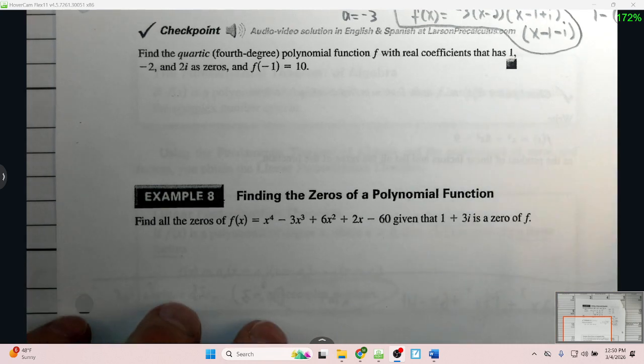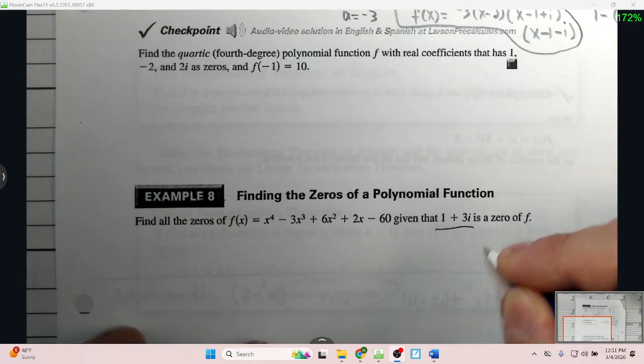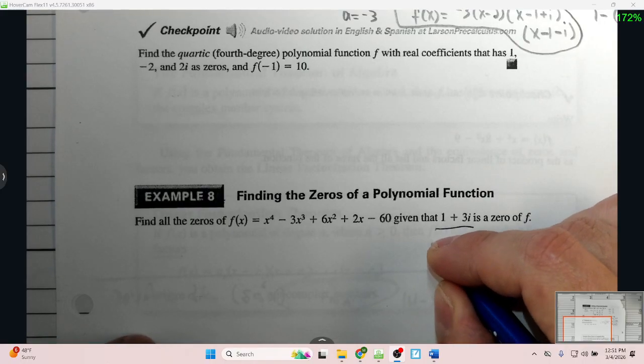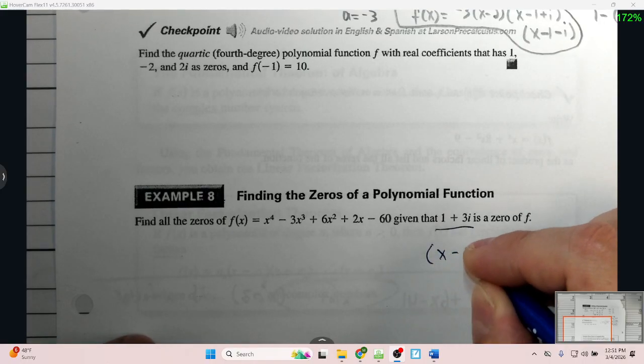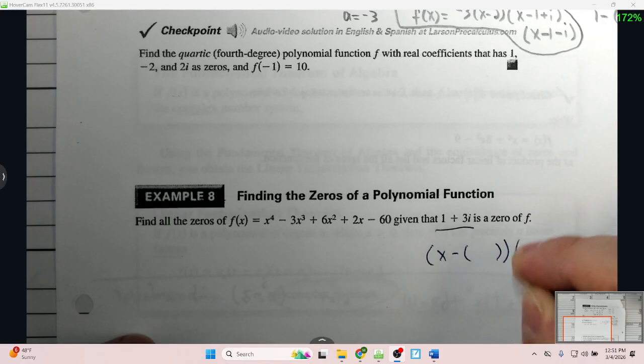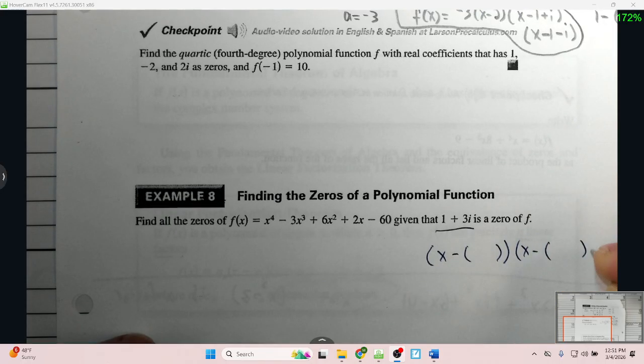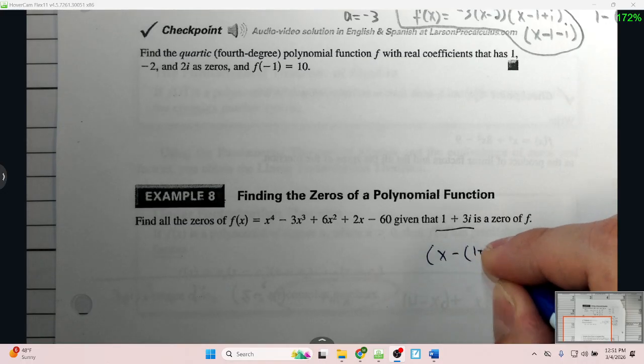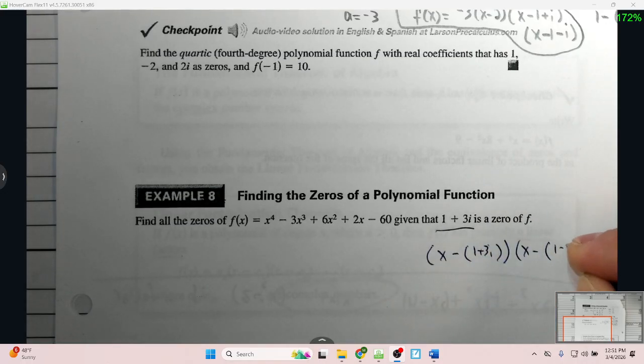In the meantime, I'm going to realize that this is a 0, so that means that this is a factor. x minus this is a factor, and x minus its conjugate is a factor. So I know right now that 1 plus 3i and 1 minus 3i are zeros.